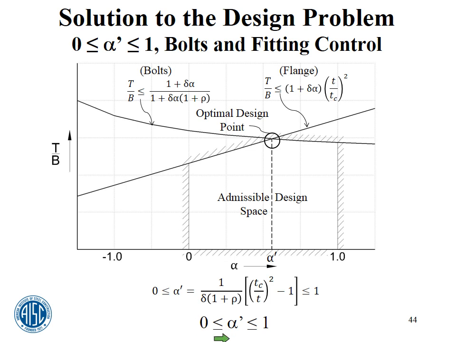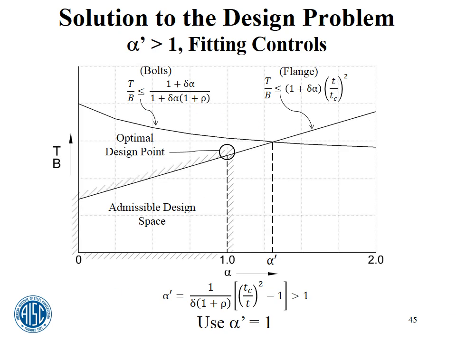The ideal case is what you see here, where alpha prime is between 0 and 1. But it doesn't always work that way. Sometimes alpha prime comes out to be greater than 1, which means what? That I'm over here now with alpha prime greater than 1, but I can't really have a physical alpha bigger than 1, so I have to back off from this dotted line to this one to get on the edge of the admissible design space. So now this is my control point, my optimal point, and it's on the flange line. The bolts are up here. They are not fully stressed, but the flange is if I get to this point. So if alpha prime turns out to be bigger than 1, I use alpha equal to 1.